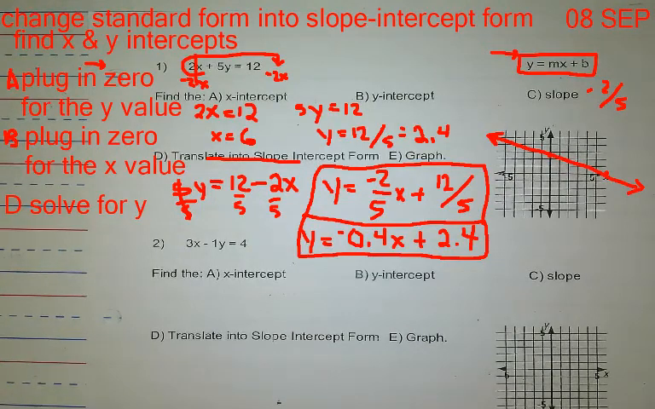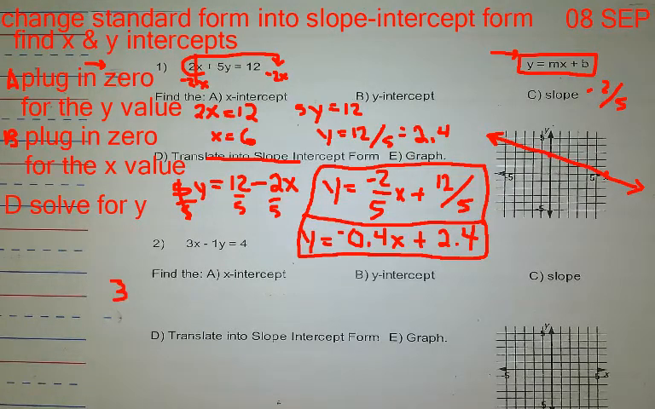Let's do it again just to make sure. So, here we are. We're changing standard form into slope-intercept form. That's one of the things we're doing, and we're finding the x and y intercepts. So, x-intercept, plug in 0 for y. So look right here. I have -1 times y. Well, -1 times 0, anything times 0 is 0. So that would be 3x equals 4. X equals 4/3. So, there we go. That's my x-intercept.